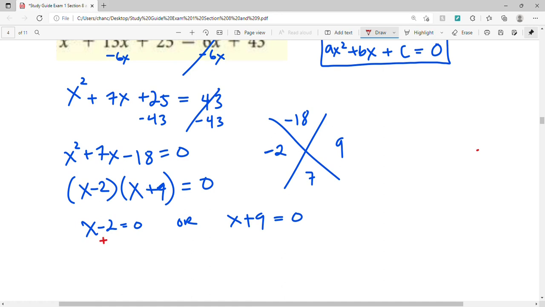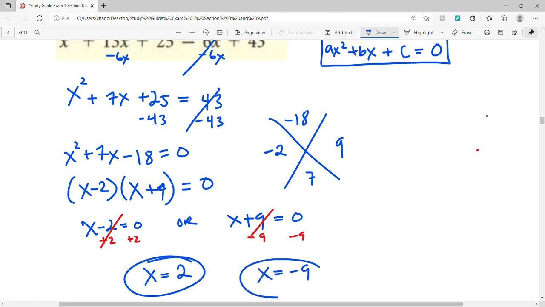For the first case, we'll add 2 to both sides. For the second case, we'll subtract 9 from both sides. This gives us two solutions. x could be equal to 2, or x equals negative 9.